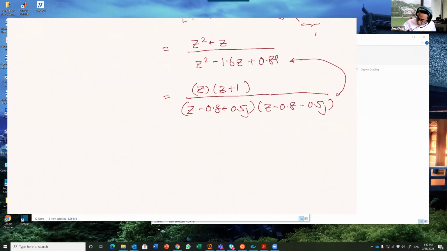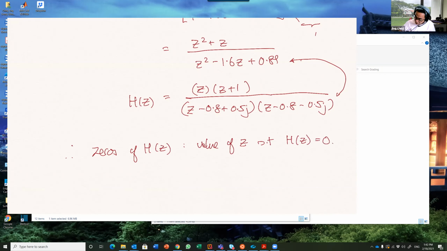And what it means is that, so let's write h of z here, and therefore the zeros of h of z, what does the zero mean? It means the value of z such that h of z becomes 0. And then of course you realize that when z is equal to 0, the numerator becomes 0, so everything is 0. And when z is equal to minus 1, so I should change my pen. So when I put z equals to 0 here, everything becomes 0. When I put z equals to minus 1 here, everything becomes 0.